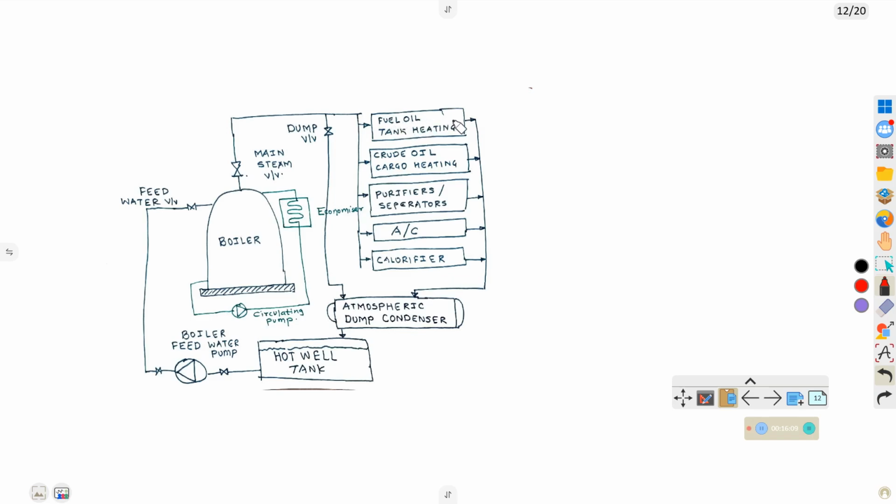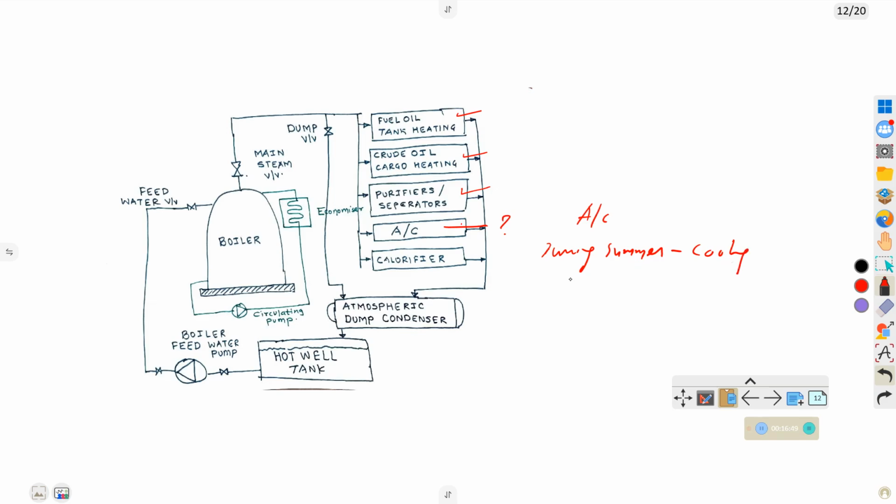What are the uses? For fuel oil heating, crude oil cargo heating, purifiers and separators, accommodation. Accommodation AC. Why is it required for accommodation? Do you know that AC during summer is used for cooling.